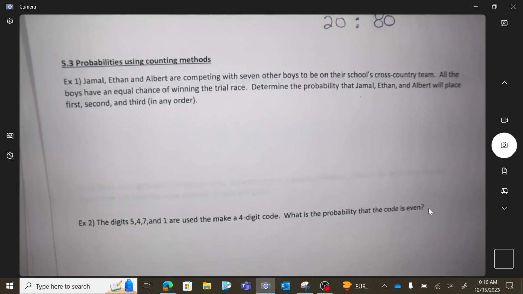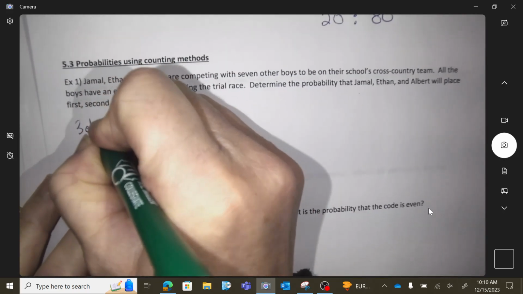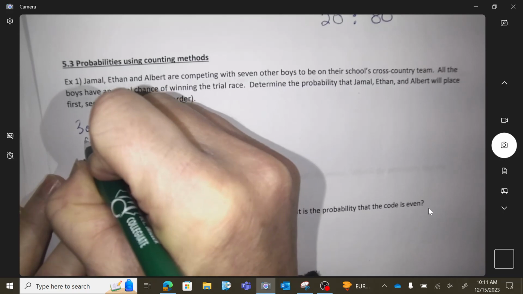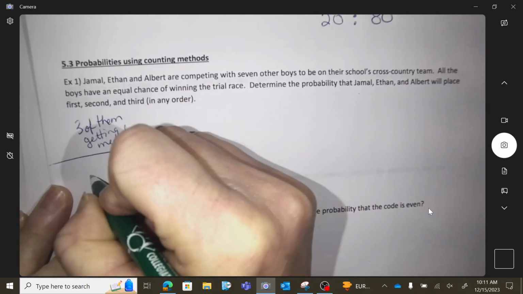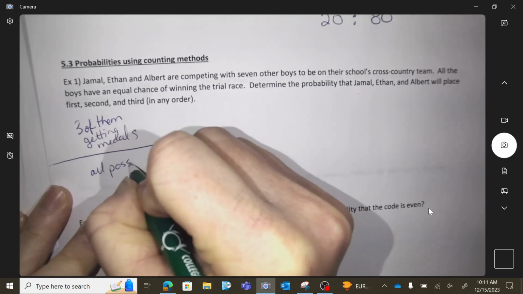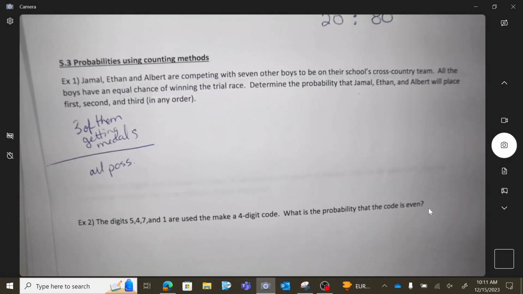So I'm trying to give them medals. I want the 3 of them to have medals. Okay, so remember what probability is: the situation you want divided by all possible situations. So what is the situation that I want? The 3 of them getting the medals. Divided by all possible.